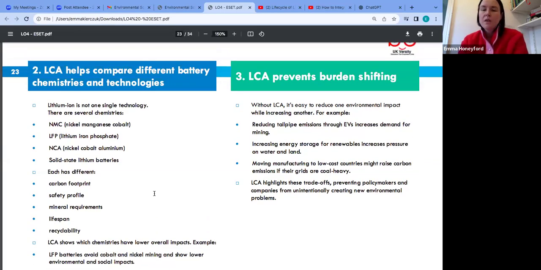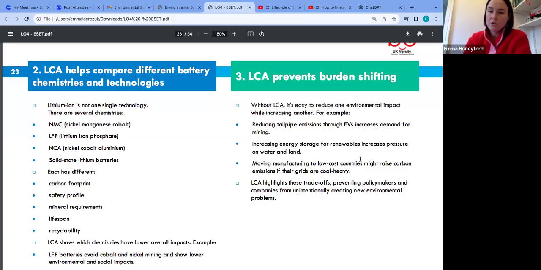Okay, so the life cycle analysis prevents burden shifting. Without life cycle analysis, it's easy to reduce one environmental impact while increasing another. So, for example, reducing tailpipe emissions through EVs increases demand for mining. So basically, it's a trade-off and a swap of one environmental problem for another. By using LCA as a methodology, we can really quantify how much energy is used when we look at those different energy scenarios.